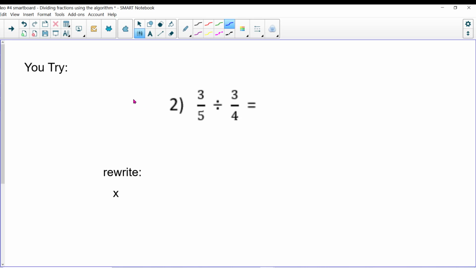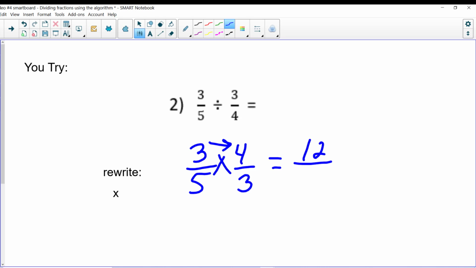So again, 3/5, we're going to rewrite it using the algorithm, which tells us that we keep the first number, and then it's the same as multiplying by the reciprocal of the second number, which makes it 4 over 3. 4 over 3 is the same as 3/4. I'm sorry, not the same as, is the reciprocal of. And now we just multiply the fraction. 3 times 4 is 12. And 5 times 3 is 15.